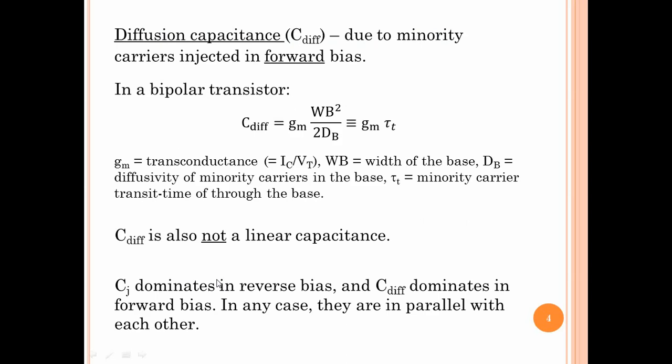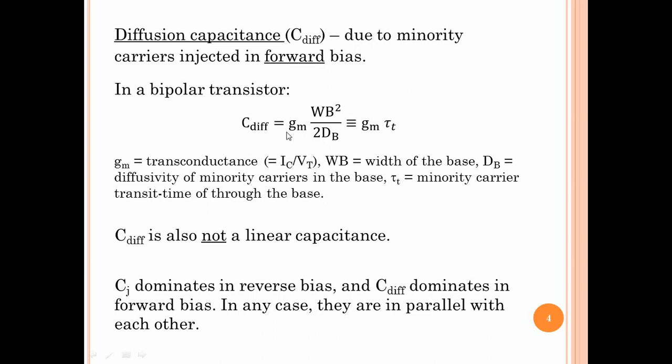Okay. The other capacitance of a PN junction is called the diffusion capacitance, and this appears due to minority carriers injected in a PN junction when it is forward biased. So when a PN junction is forward biased, holes from the P side are injected to the N side and they become minority carriers, and some of them form a stored charge, and similarly electrons on the P side.